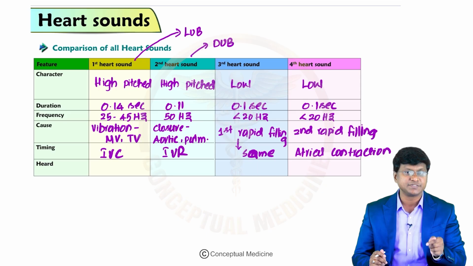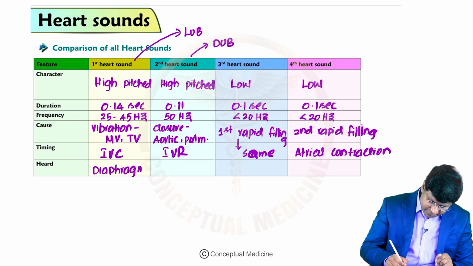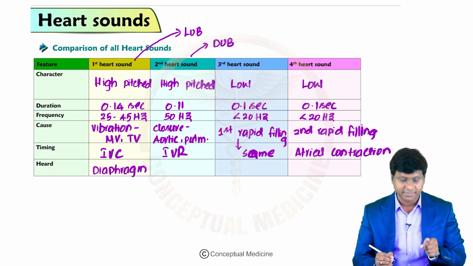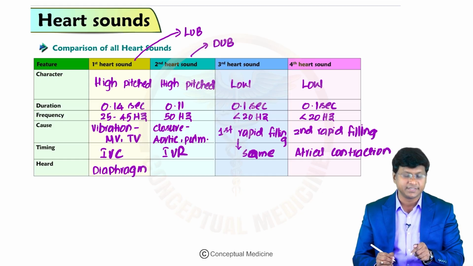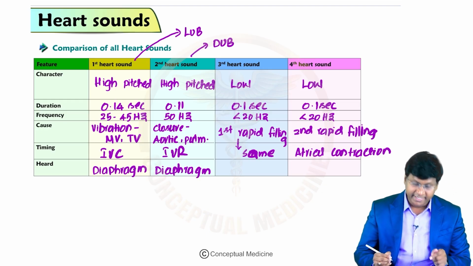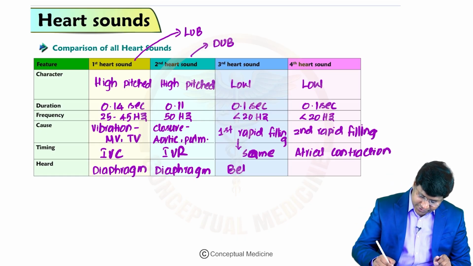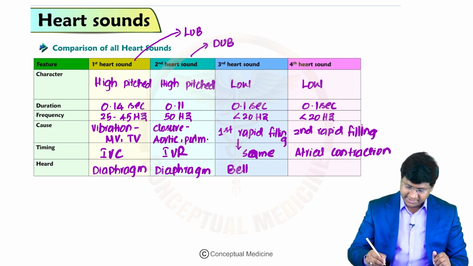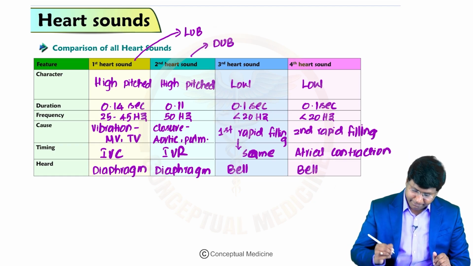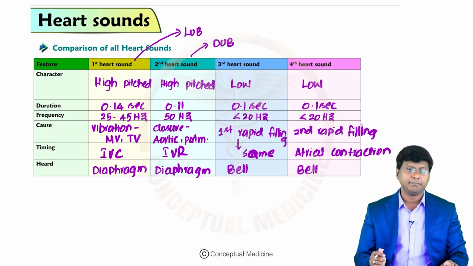The first heart sound is better heard with the diaphragm. And the second heart sound is also better heard with the diaphragm. Whereas the third heart sound is better heard with the bell of the stethoscope. And the fourth heart sound is also better heard with the bell of the stethoscope. So the third and fourth heart sounds are better heard with the bell.